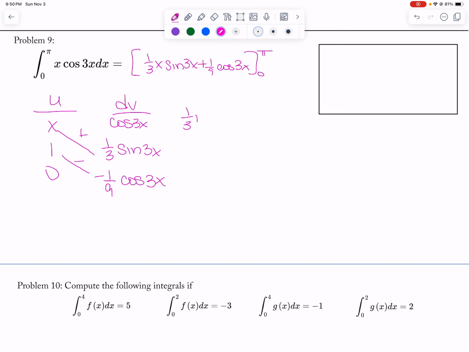So this is 1/3 pi sine of 3 pi plus 1/9 cosine of 3 pi. And then minus 1/3 times 0 sine of 0 plus 1/9 cosine of 0. So that goes away, that goes away. Cosine of 3 pi is the same thing as the cosine of pi, so that'll be a negative 1/9, and then a plus 1/9 because the cosine of 0 is 1, so this is 0.